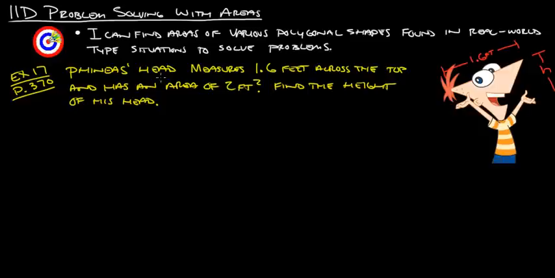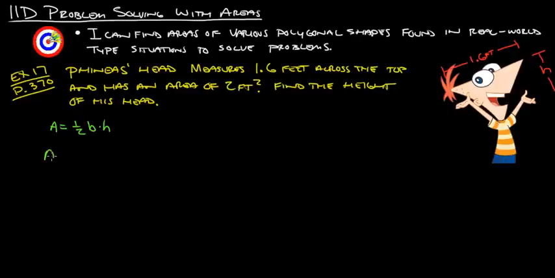370. Phineas's head measures 1.6 feet across the top and has an area of 2 square feet. Find the height of his head. So this is 1.6 feet. We want to figure out what the height is. We know that the area is 2 square feet. So we know that the area of a triangle is 1/2 base times height, right? So let's plug in what we know.